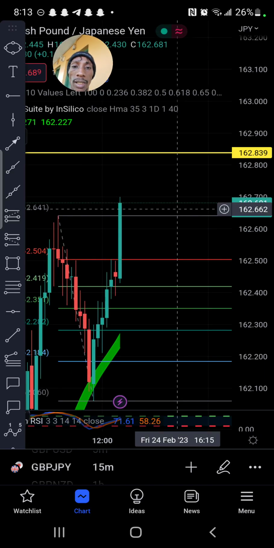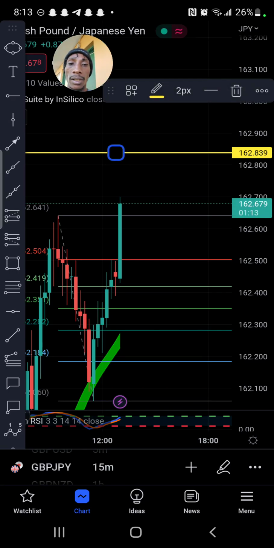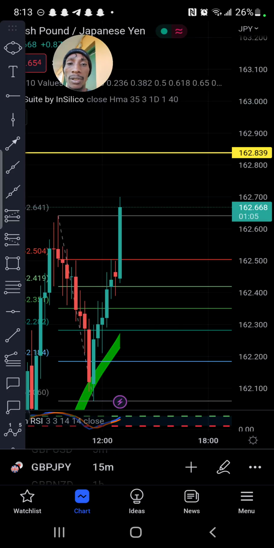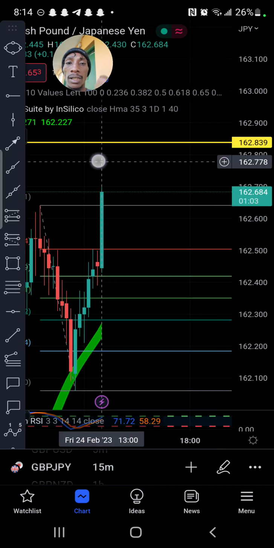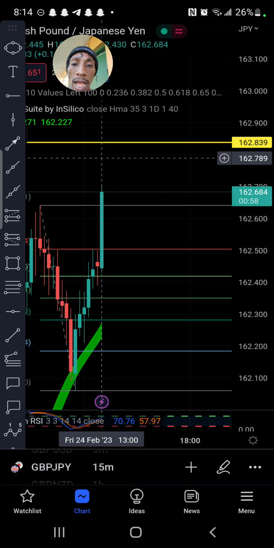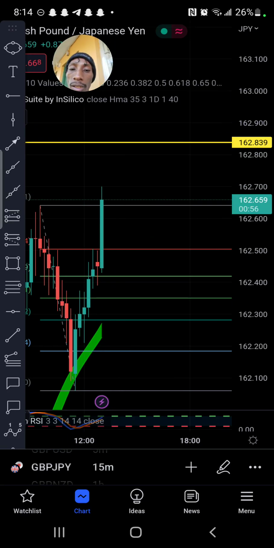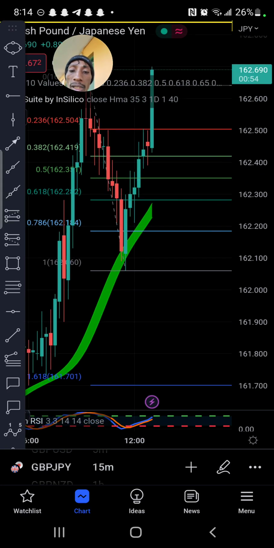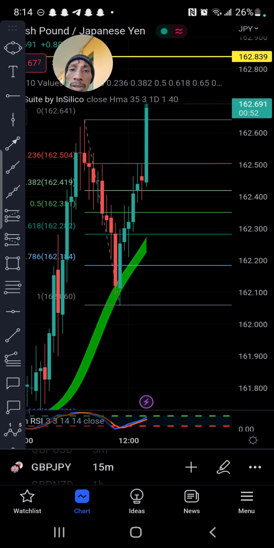So what I'm saying is it's probably gonna try to reach up here, and then it's either breakthrough or rejected. So I'm gonna put this take profit around this area right here, because I'm scalping, guys. I'm in and out. As you can see, this indicator is showing me this is an uptrend, so we still want to go up.